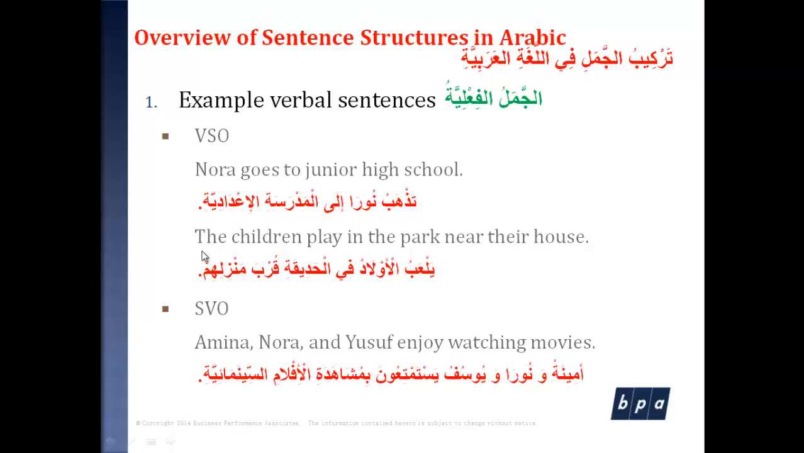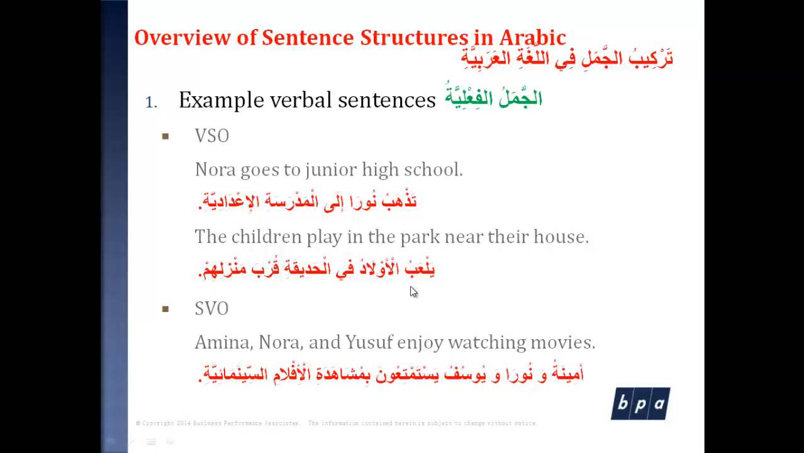Here's another sentence, another example. The children play in the park near their house. يلعب, here's the verb first. الأولاد, the children. في الحديقة, in the park. قرب, near. منزلهم, their house. There's an attached pronoun to indicate their.